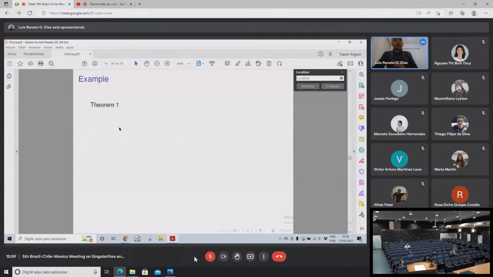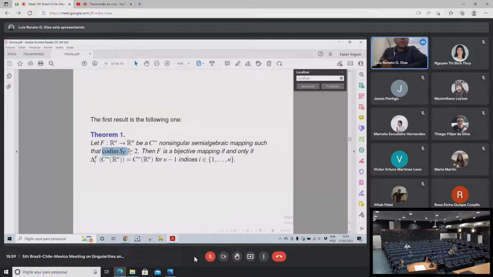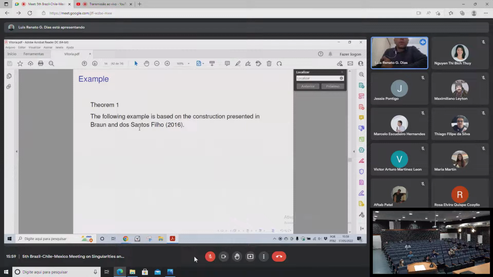Now let's discuss a little about the hypothesis of our first theorem. In our first theorem, we have the hypothesis that the codimension of the yellow set is greater than or equal to 2. In this example, we show that this condition is necessary for our theorem. The example is motivated by the example of Francisco Braun and Santos Filho.